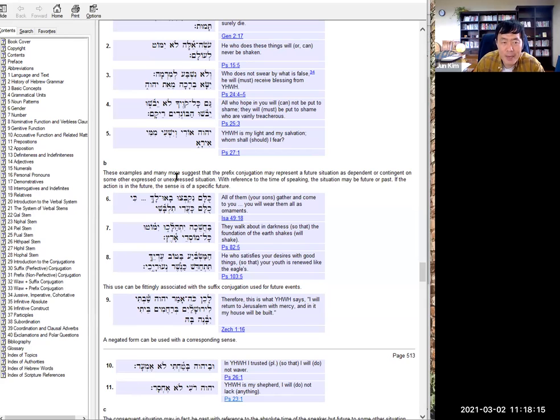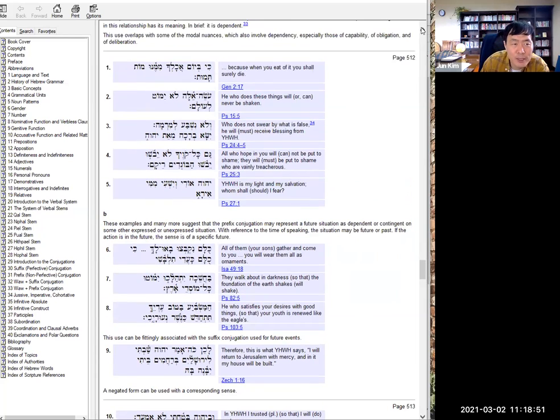These examples and many more suggest that the prefix conjugation may represent a future situation, which is not really new, right? Because it should be incomplete action. But the following section is important: as dependent or contingent on some other expressed or unexpressed situation. With reference to the time of speaking, the situation may be future or past. If the action is in the future, the sense is of a specific future. So it deals with this notion.